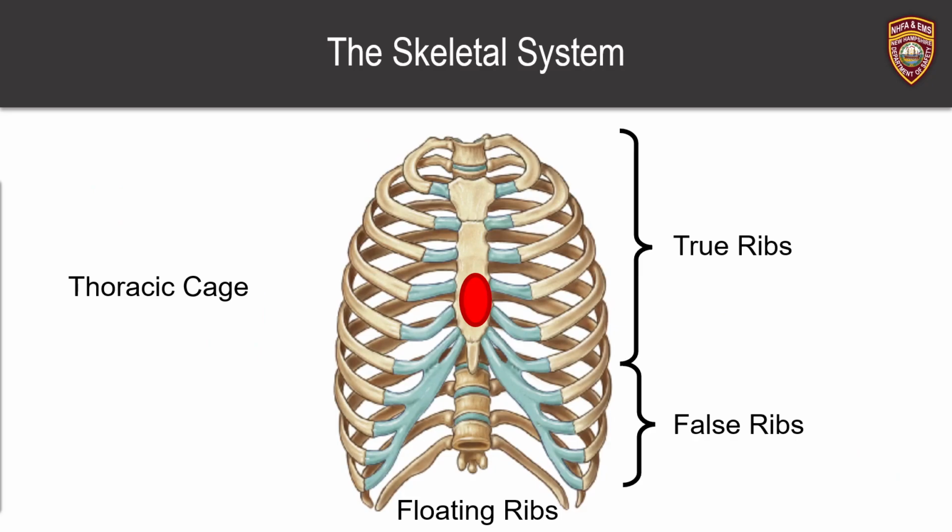So moving down, we have the skeleton of the chest. This is also known as the thoracic cage or the rib cage. And this consists of the thoracic vertebrae in the back, which you can see in the picture going up the back. And then you have the ribs, which are attached to the spine in the back. And then in the front, they turn into a little bit of cartilage, and then that cartilage attaches to the sternum in the front.